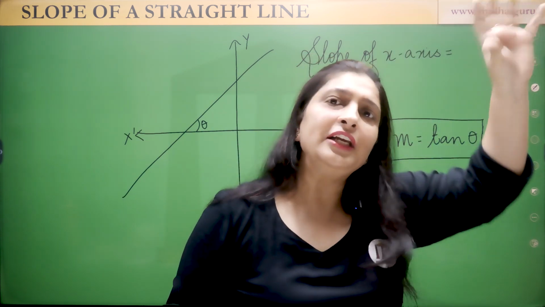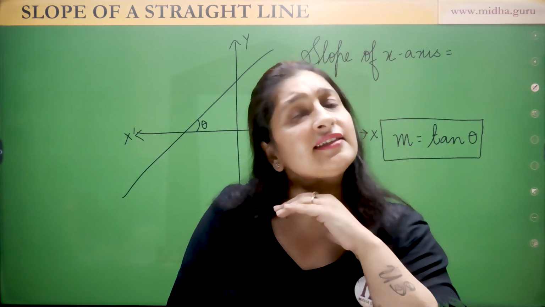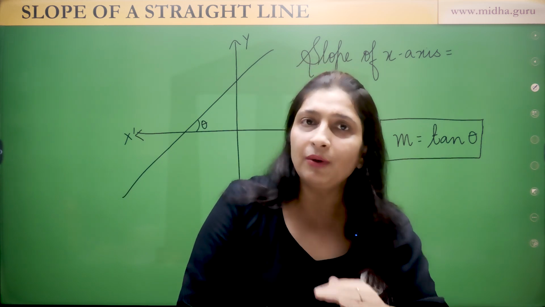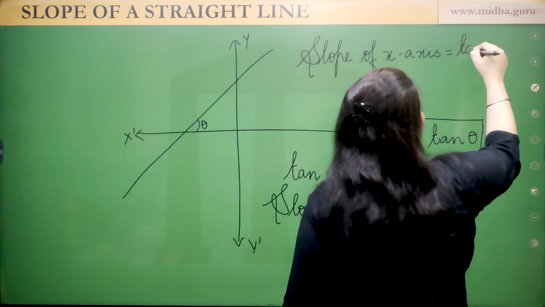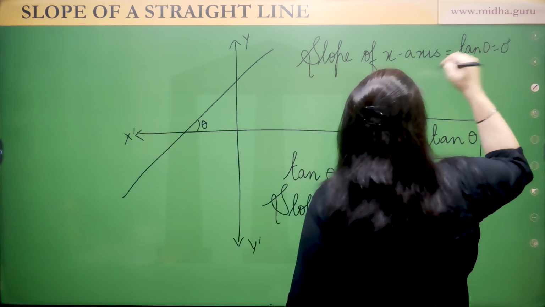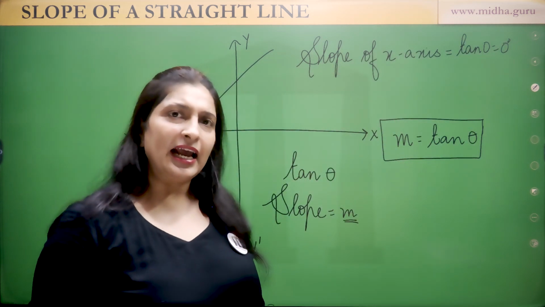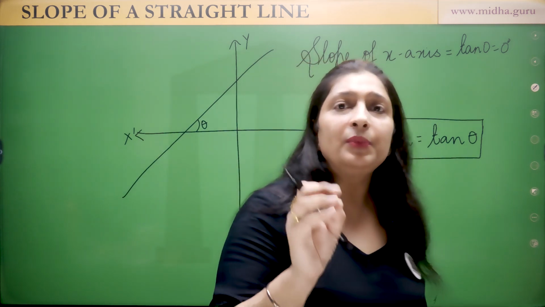For that, first we need to find theta, which we know for the x-axis is 0. So the slope for the x-axis will be tan 0, which is 0. So again, the slope of the x-axis or any line parallel to the x-axis will be 0.